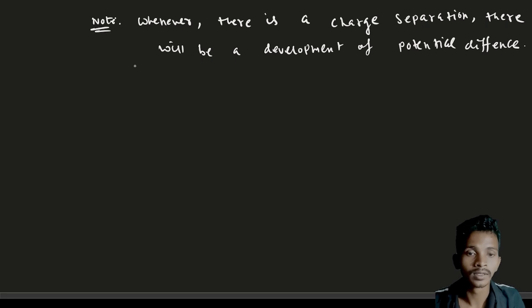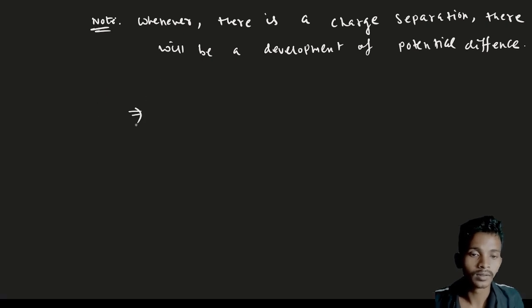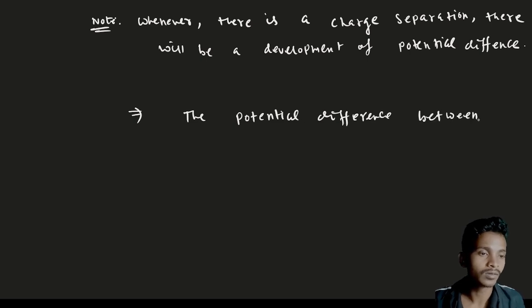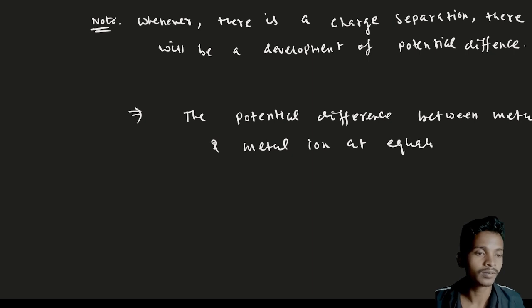And what we know is that the potential difference between the metal and the metal ion at equilibrium is called the electrode potential.